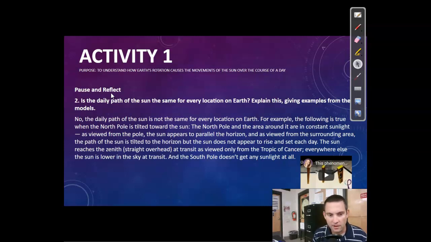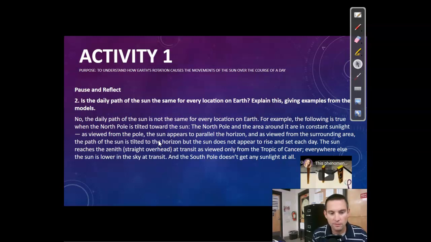For example, the following is true when the North Pole is tilted towards the sun. The North Pole and the area around it are in constant sunlight. Right, so we sat in the Stellarium where the sun just didn't go down. Meanwhile, the sun in the southern hemisphere is never there, at least for part of the year, just for one season. The sun appears to be parallel to the horizon as viewed from the surrounding area, so the path of the sun is tilted to the horizon, but it does not appear to rise and set each day.